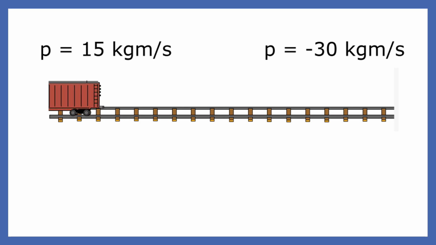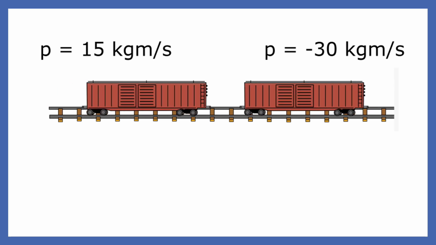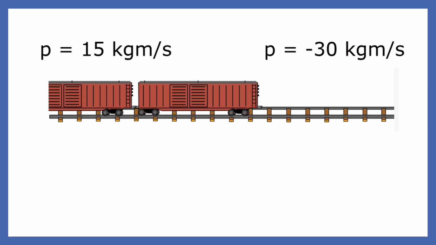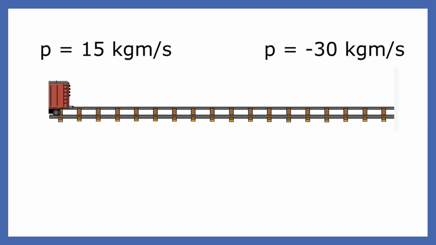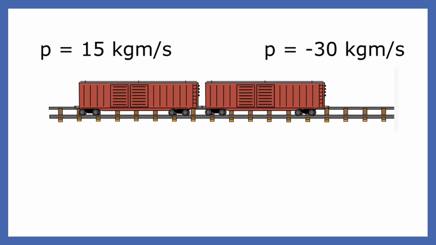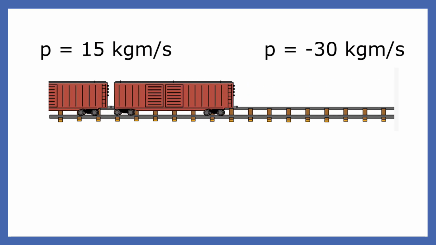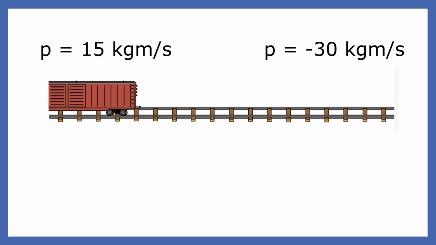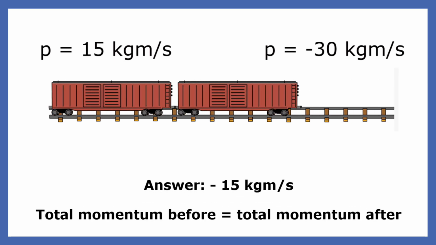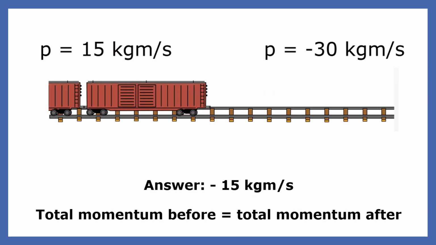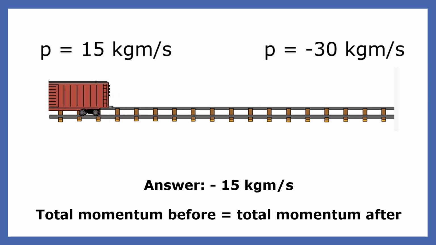A train with a momentum of negative 30 kilogram meters per second collides and attaches itself to a train with a momentum of positive 15 kilogram meters per second. What would the momentum of these trains be after the collision? Since the total momentum before is negative 15 kilogram meters per second, then the total momentum after would also be negative 15 kilogram meters per second.